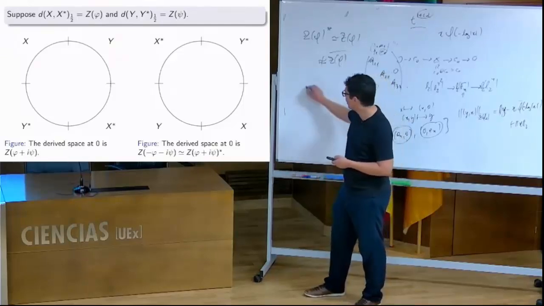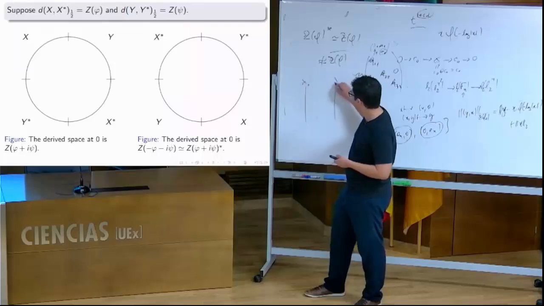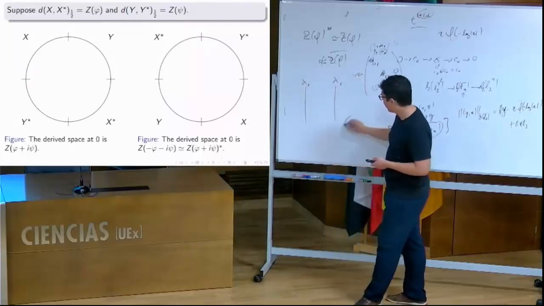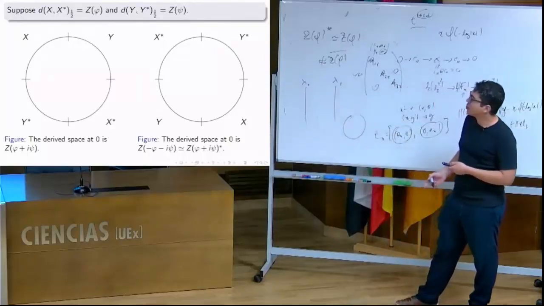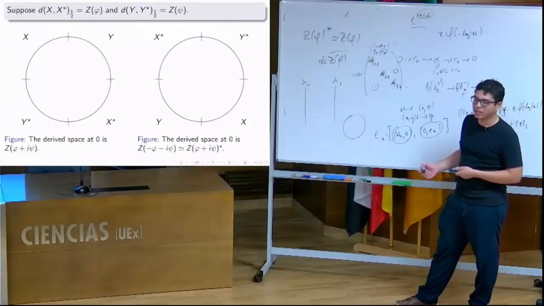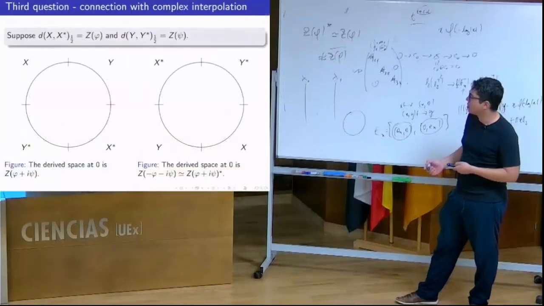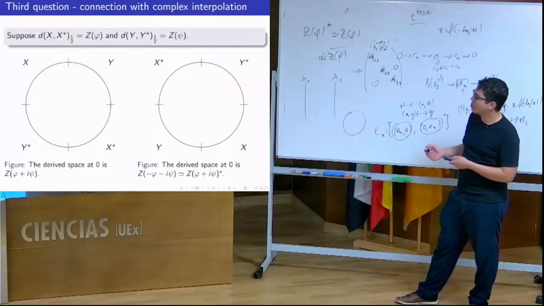Okay. So the idea that you had before, one space here and one space here, now you have a family of spaces on the unit circle. Okay. So consider this configuration: X, Y, Y dual, X dual. The derived space they showed is z of phi plus i psi. Okay. While, if you want to look at the dual, this should be plus here. They also show that the dual is defined by this configuration, X dual, Y dual, Y, X. But look at both of them. This one is obtained from this one by rotation. Okay.